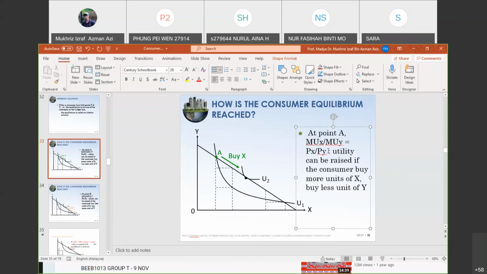Okay, so this one you cannot change. But what you can change is either this one, MUX, or you can change MUY, or a combination of both. So at this point A, the slope of the indifference curve is bigger than the slope of the budget line. To make this one smaller, because now it is bigger, you want to make this value smaller, so it can be achieved if the consumer buys more of X and fewer units of Y.